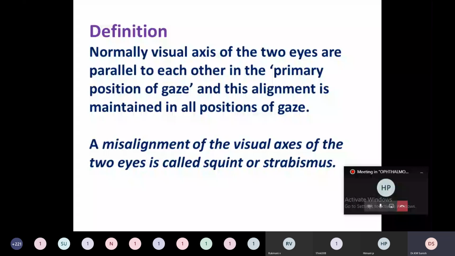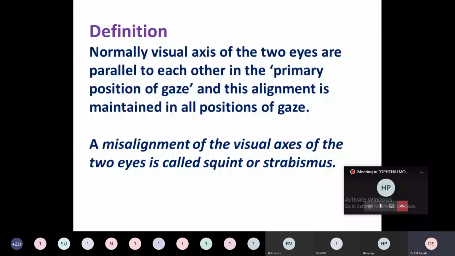So you will be asked what is the definition of strabismus and what are the various classification modes. How do you classify strabismus? And you will be asked about the concomitant squint and non-concomitant squint and how to treat it. So to start that, obviously we have to know the definition of strabismus.